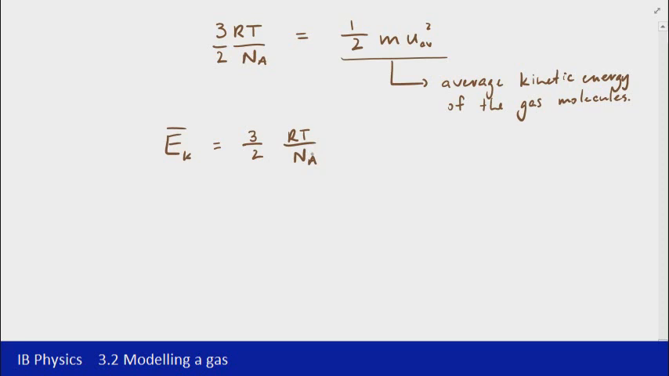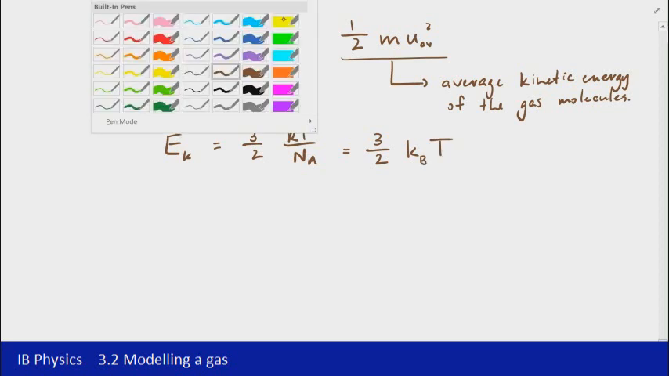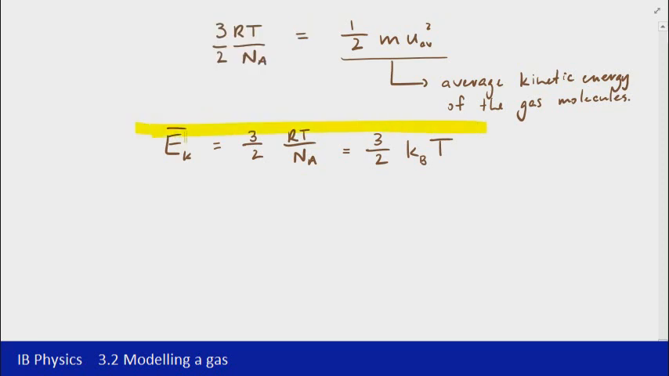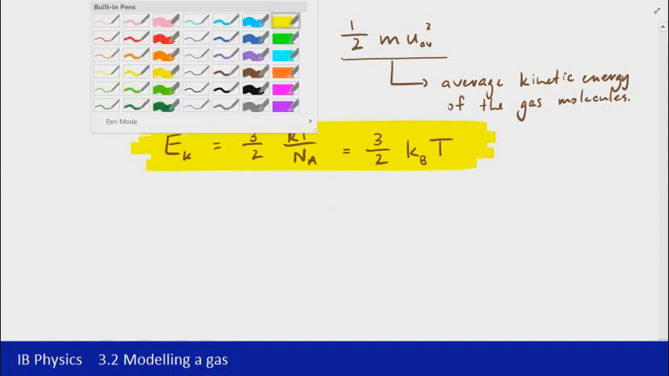The values for R and Na here are constants themselves, so we're going to manipulate that one last step, and we'll write it as 3/2 of a new constant. We're going to call that one kB, with a subscript B, and I'll explain what that is in a second, multiplied by T. You can see here this equation is in the data booklet. I think they've actually got those last two the other way around, so these two are swapped. Ultimately, it doesn't really matter. It's just that I've written them in a different order.